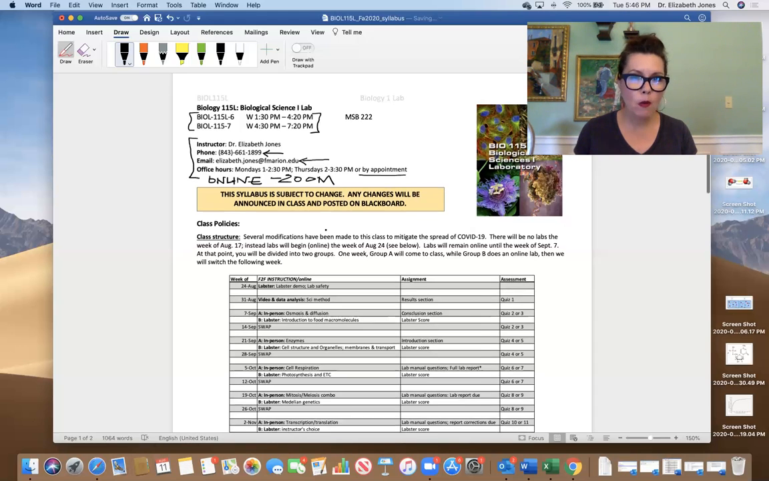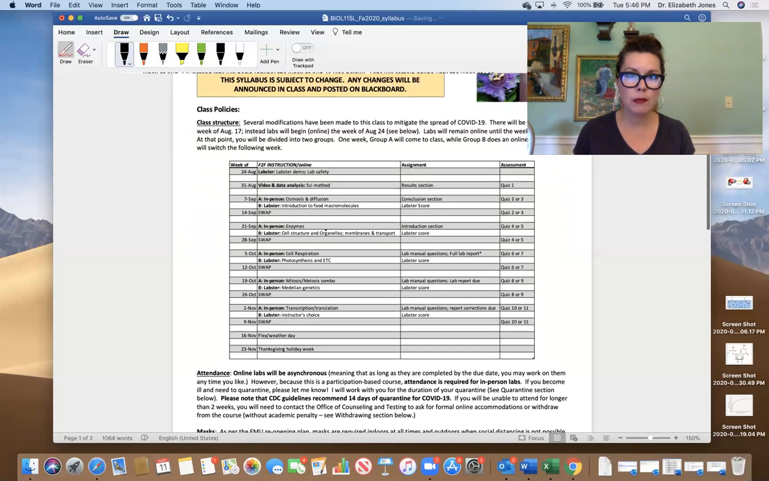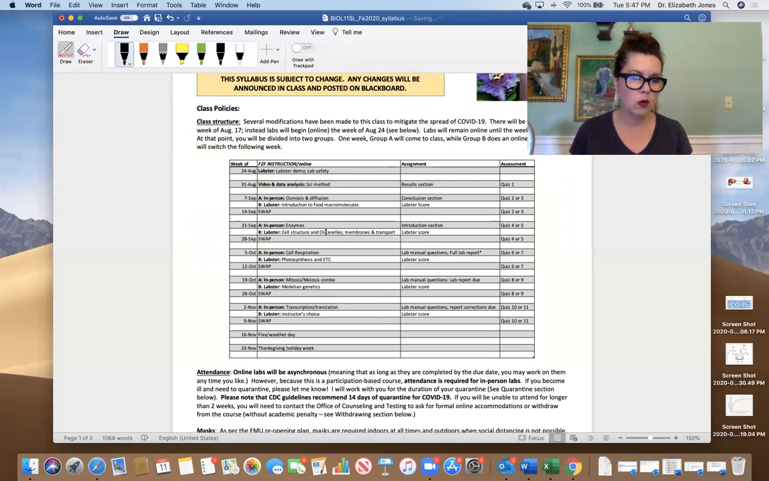Okay, so let's talk about what the structure of the course is going to be this semester. This lab is going to be quite different than it ordinarily would have been as a result of, number one, being online for the first 3 weeks of the semester, and then number two, we are trying to keep classroom density to a minimum to avoid the spread of COVID-19. First and foremost, the first thing that you need to notice, this is our calendar for our labs, and there will be no lab the week of August 17th. So no lab for week 1.